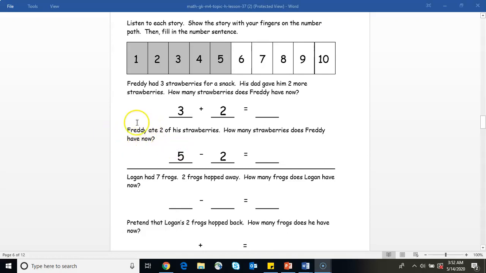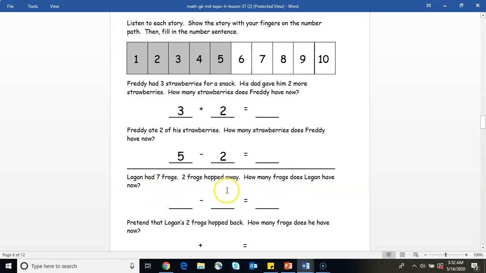All right, let's look at the next one. It says Freddie ate 2 of his strawberries. How many strawberries does Freddie have now? So if he ate 2, that means that 2 are gone. And I see the minus sign, which means we are going to go to the left. So if we had 5 and then 2 are gone, we're going to move 2 spots over. And then how many did we have left? Correct, 3. So everybody go ahead and put number 3 right there.